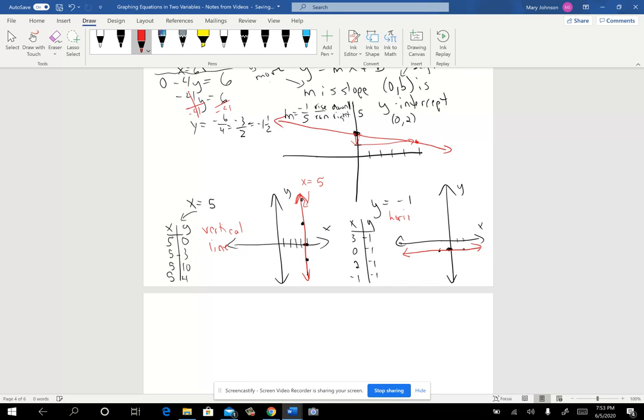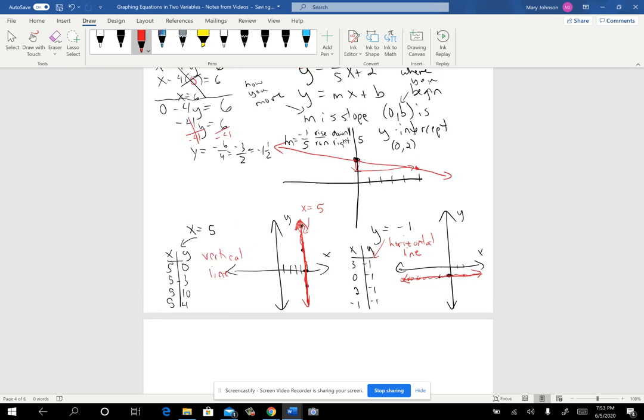So y equals a number always turns out to be horizontal. x equals a number always turns out to be vertical. Try not to just memorize that because you'll mix them up or second guess yourself. Try to go through this thought process and imagine where you would be on the graph if your y was -1. Or imagine where you would be on the graph if you're a point and your x is 5, you'd have to be on here. Have some way of figuring it out. Don't just memorize it.